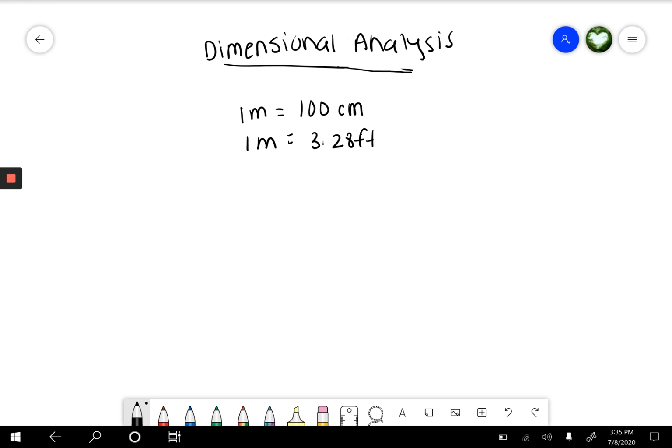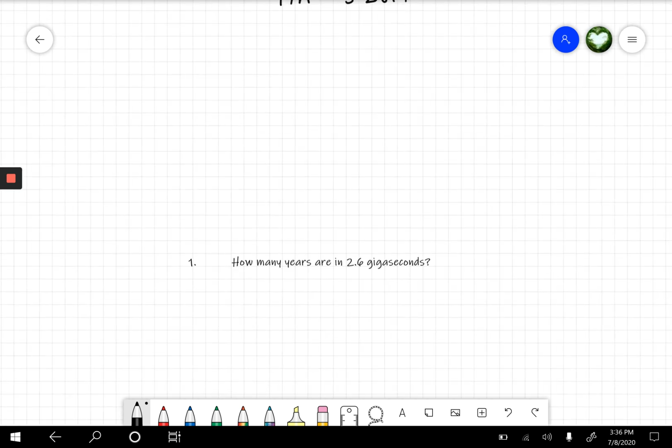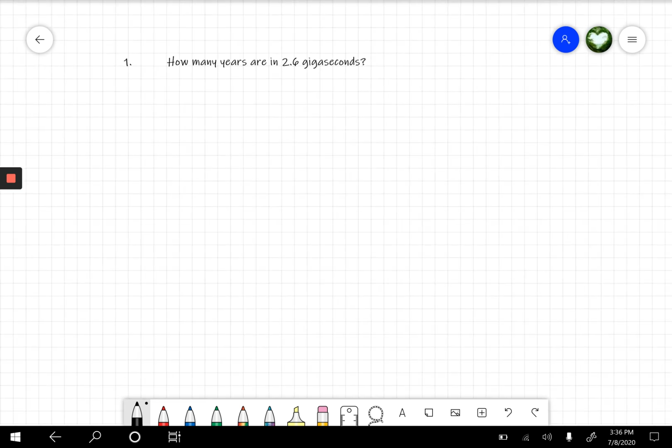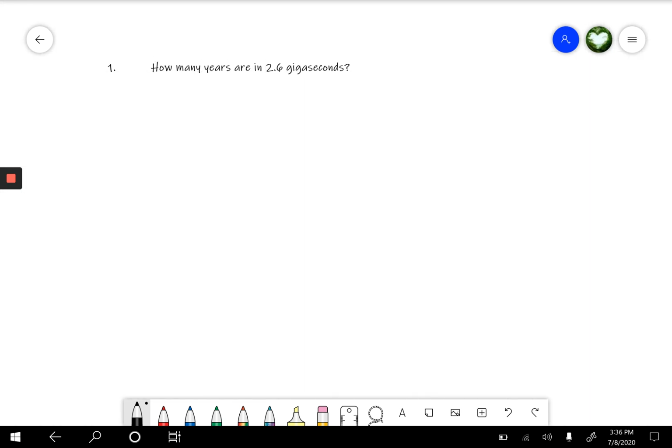The only way you can get better is if you apply a lot of problem practice, getting used to conversion factors and getting used to starting where you end. So I'm going to first provide a problem and solve it, with some tips while we're solving it. My problem is: how many years are in 2.26 gigaseconds? This is a tip to keep in mind whenever you're solving dimensional analysis problems.